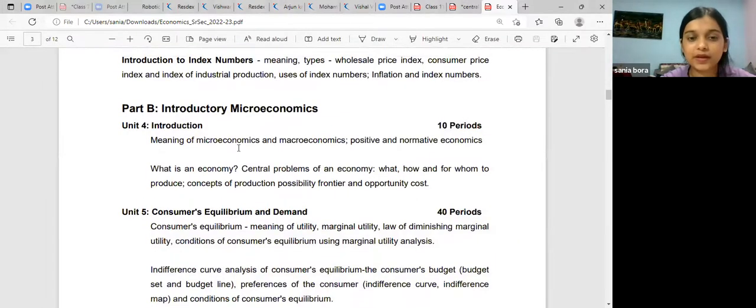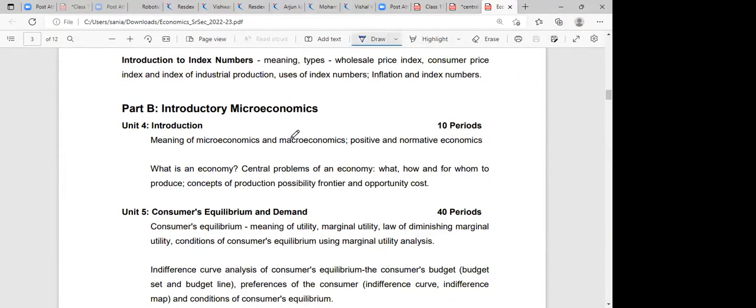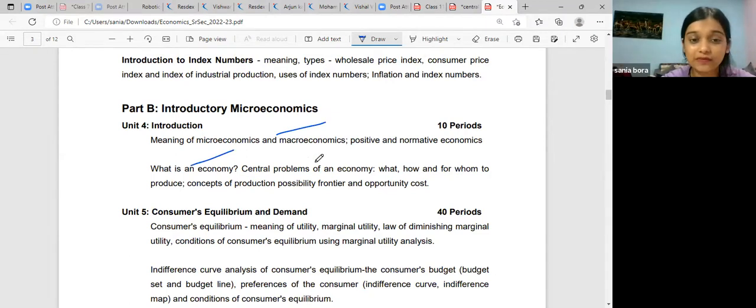Yeah. We are done with this. We are done with the meaning of micro and macro, right? You can see my screen. Yes, I can. We are done with what is an economy, right? We are done with the central problems of the economy: what to produce, how to produce, for whom to produce. Okay, till here we are done.